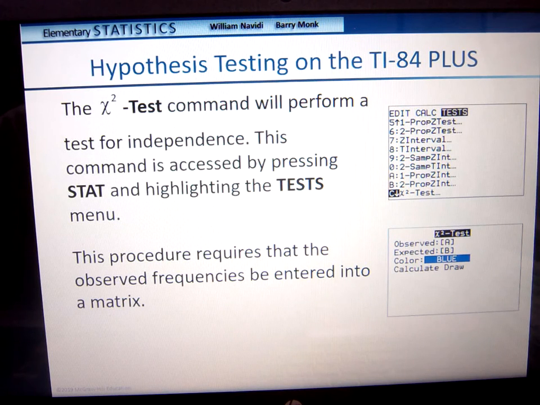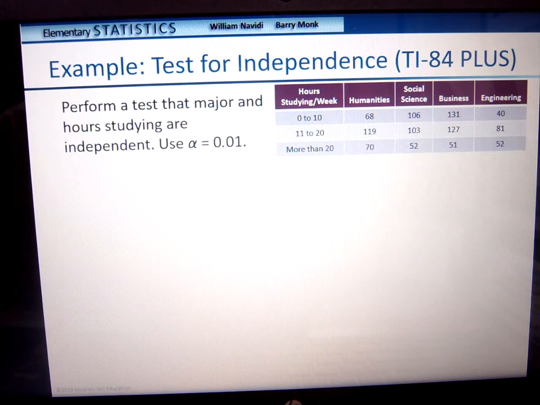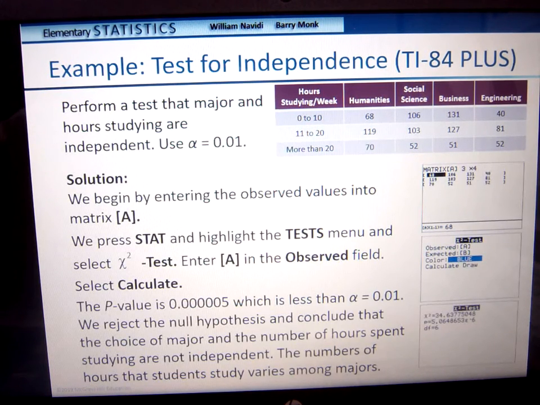All right, so we can do this on the TI-84. We have our test. We go to our chi-square test by pressing stat. This procedure requires the observed frequency to be entered into a matrix. So we'll perform a test that major and hours of studying are independent. We're going to use our alpha as 0.01. We begin by entering the values into matrix A.